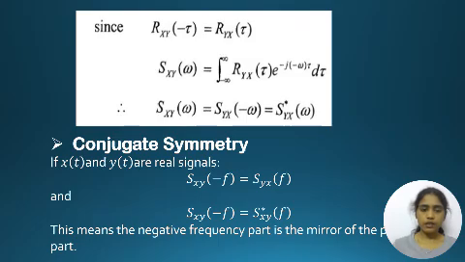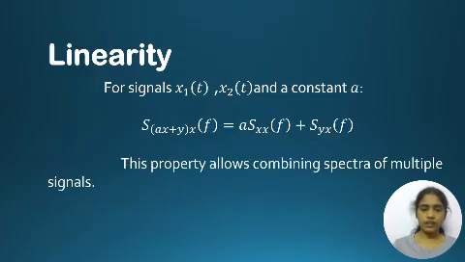Conjugate symmetry. If x of t and y of t are real signals, Sxy of minus f equals Syx of f, and Sxy of minus f equals S star xy of f. This means the negative frequency part mirrors the positive frequency part. Linearity. For signals x of t, y of t and a constant a, S of ax plus y with x of f equals a Sxx of f plus Syx of f. This property allows combining spectra of multiple signals.